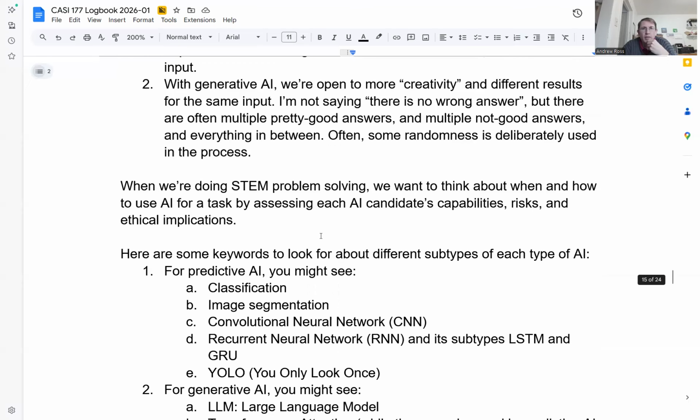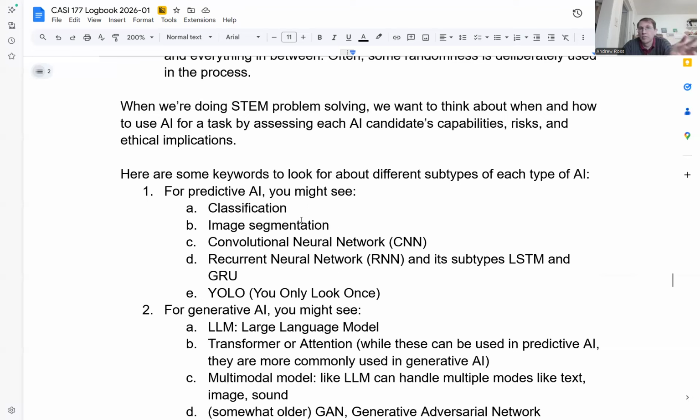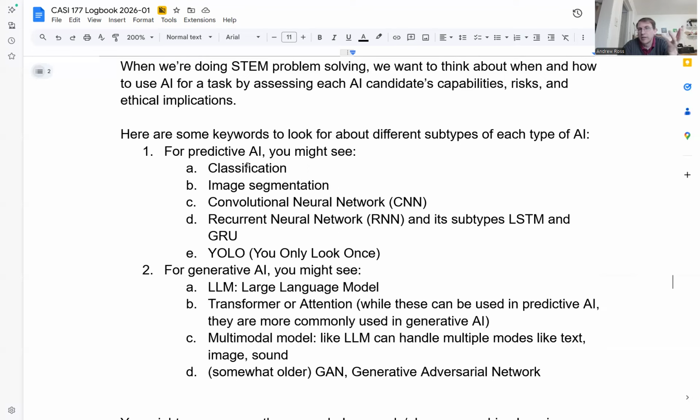When we're thinking about these different types of AI, here are some words you might typically see to clue you in that they're using predictive AI. So for predictive AI, it's classification, image segmentation, convolutional neural network, which is abbreviated CNN, recurrent neural network, RNN, or LSTM or GRU. These are kind of on their way out, but you'd still see them in some published papers. Or YOLO, standing for you only look once, in image segmentation usually.